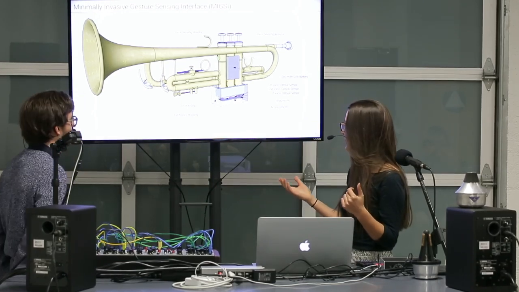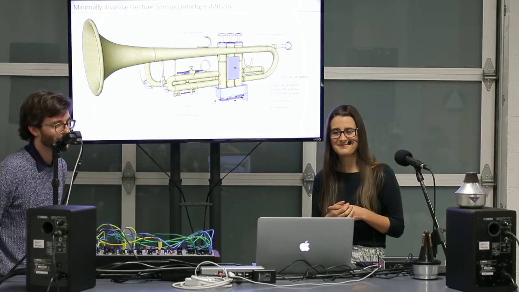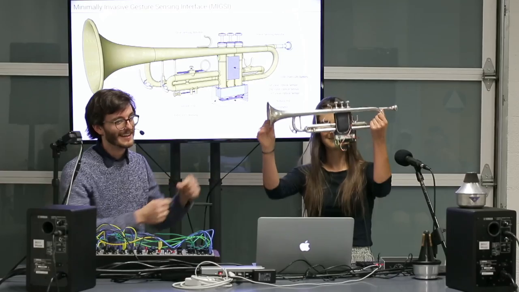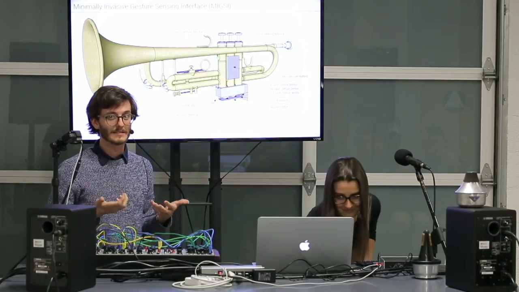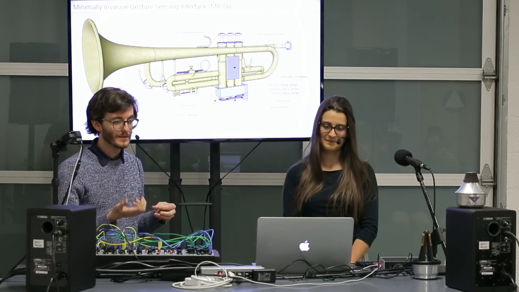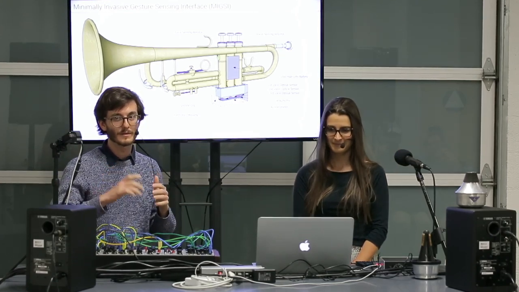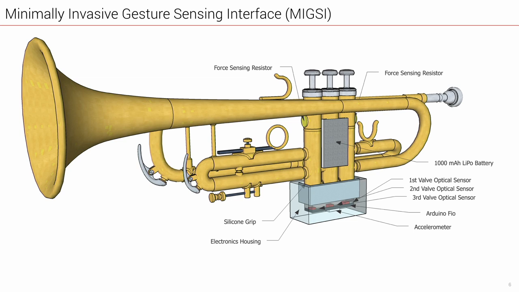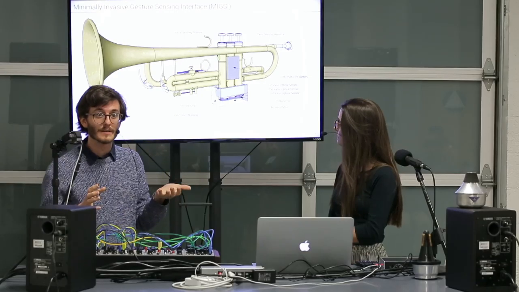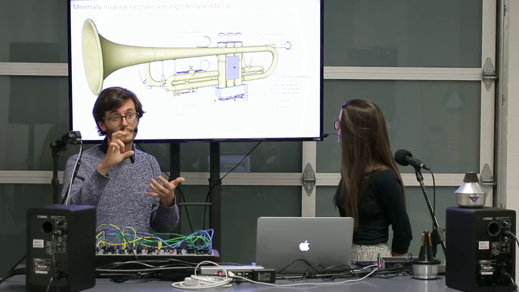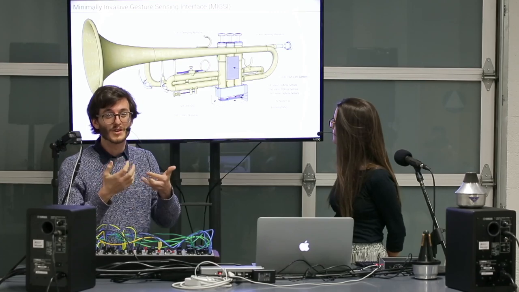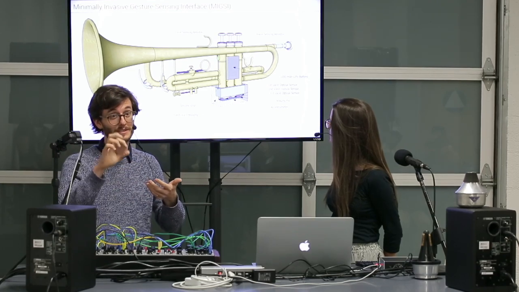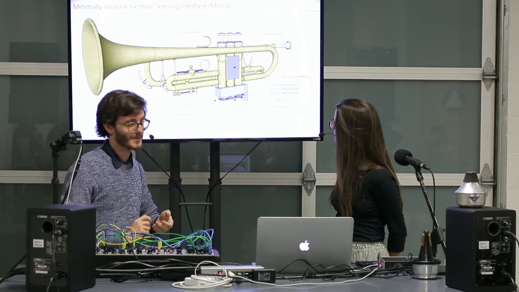Do you want to, or should I keep going? Yeah. So this is the rough mock-up of what MIGSI would eventually be like, which is currently like that. So basically, MIGSI's pretty dang simple. There are only a few sensors. Beneath each of the trumpet's valves, there's an infrared emitter and detector pair that acts as a proximity detector. So we can detect at any given moment how depressed all of the valves are, which is different from some prior work that was really just trying to tell whether a valve was depressed or not. So you get binary information from the valves rather than continuous information, which is important, and we'll get to that later.